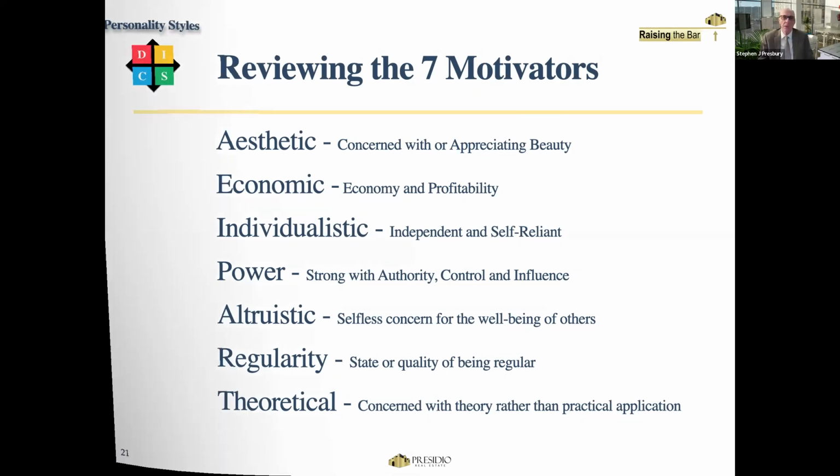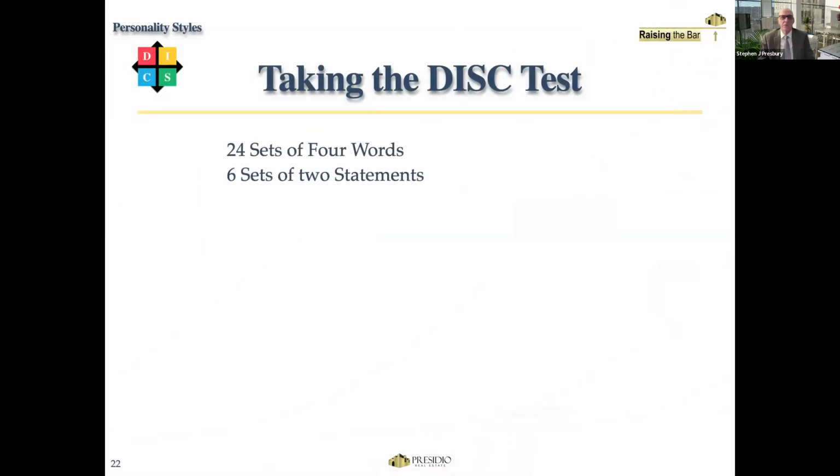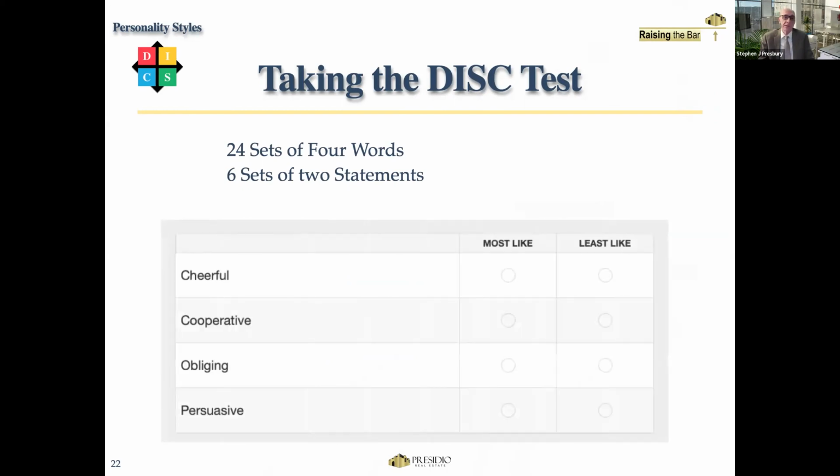All right, I want to show you how this goes, and I'm talking to you about the Tony Robbins test. The others are very similar, but this is probably one of the most simple ones. It'll probably take you 15–20 minutes to do. It doesn't take long, and you get your report instantly. There'll be 24 sets of 4 words, and there'll be 6 sets of 2 statements.